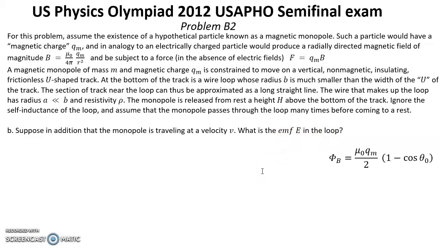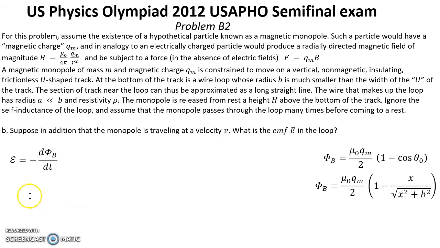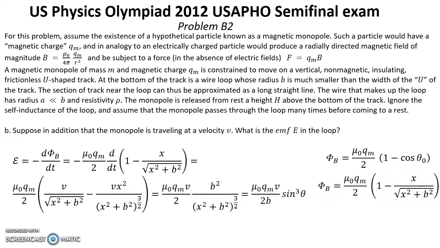Here we can use the change of magnetic flux with a change of this monopole position, and we count how fast this change of this flux is. First of all, EMF equals negative dΦ_B over dt. That's the expression for EMF in the loop. And now we can put the expression for Φ_B using this formula.